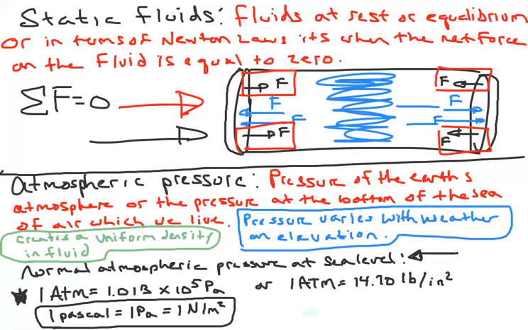I don't want you to get confused, but this atmospheric pressure value is just an average, where it's 1.03 times 10 to the fifth pascals. That's one way, where a pascal is a Newton per meter squared. Or, because we're here in the United States, it's good for you to hear this: one atmosphere is equal to 14.7 pounds per square inch.